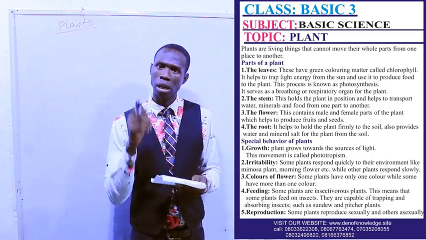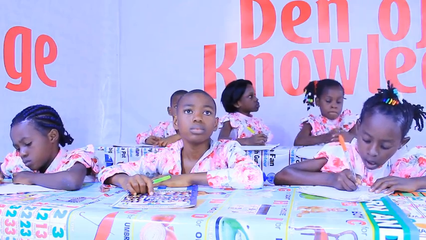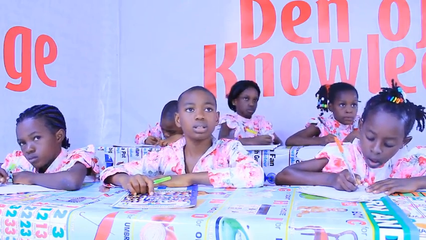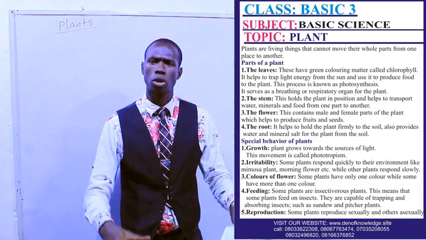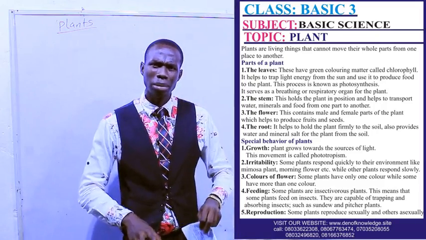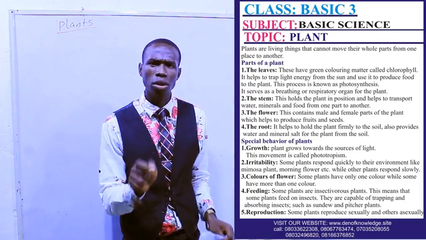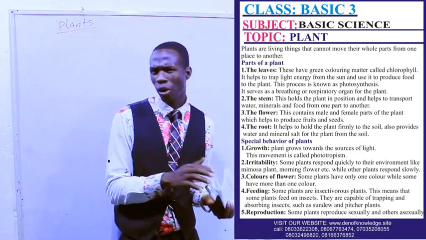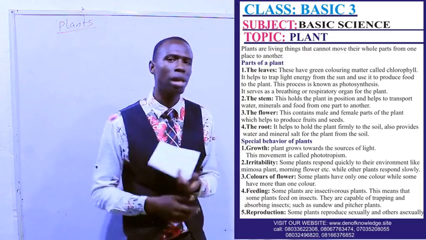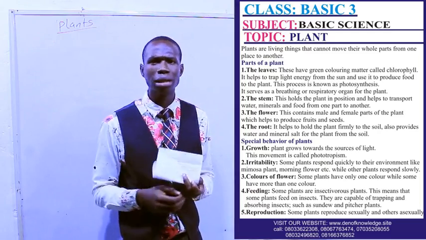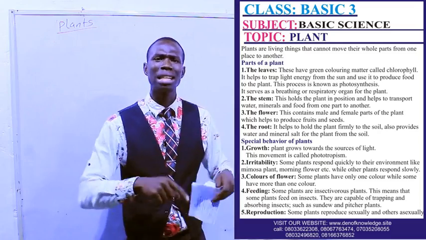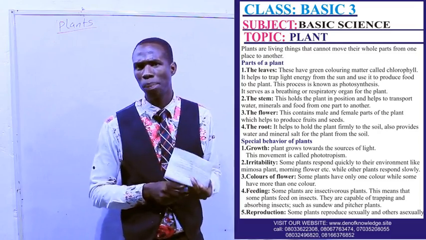We have the next one, the root. The root gives support. It helps the plant to stand firmly in the soil. Without root, the plant can fall. And also it absorbs minerals and water from the soil and sends them to other parts of the plant.